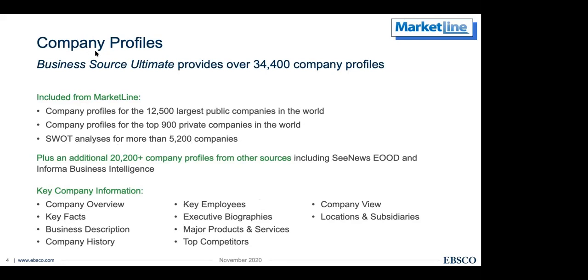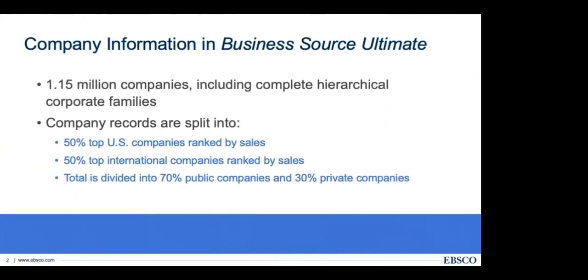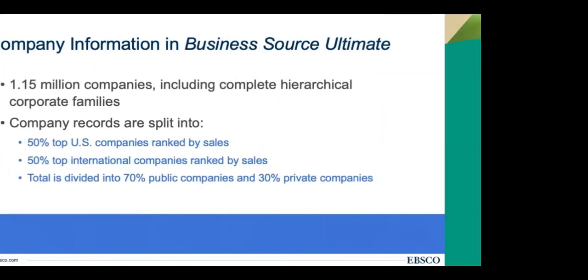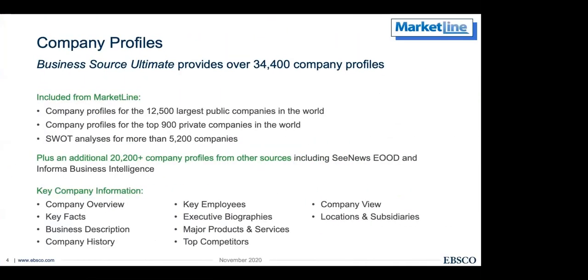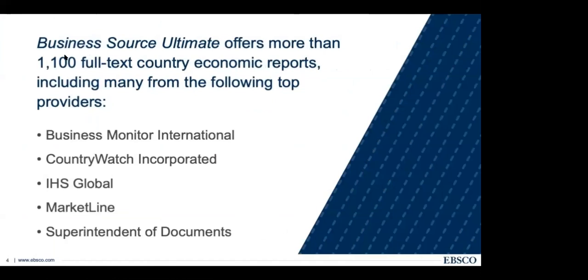Okay, so this is company profiles. Just to let you know, the company information provides more than 1 million records, and the company profile provides more detailed reports for a company. So they are different. Okay, and next we have more than 1,000 country economic reports.